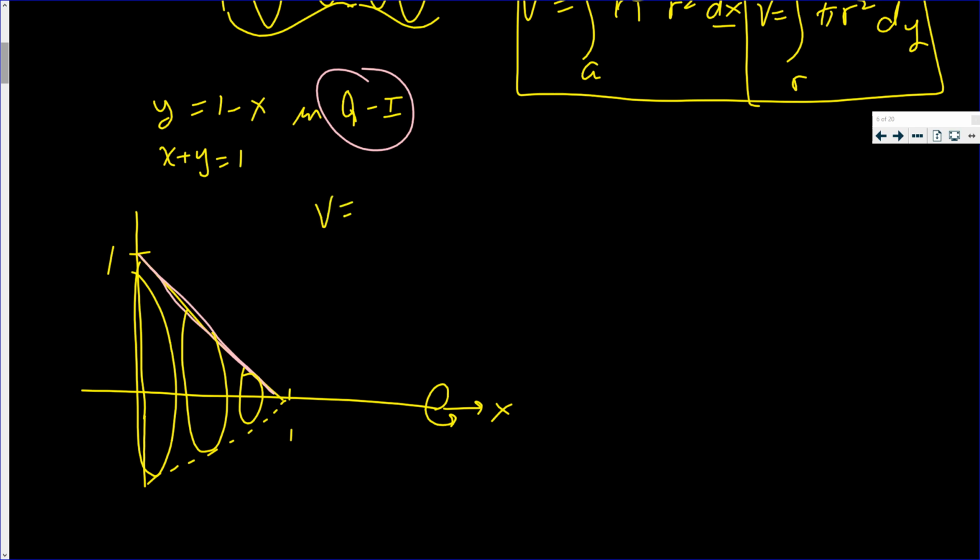The volume of a cone is 1/3 pi r squared h. Well, we know what 1/3 is. We know what pi is. We have to find r and h.